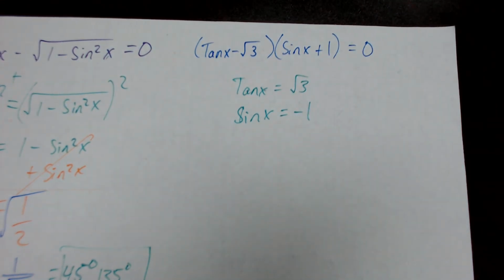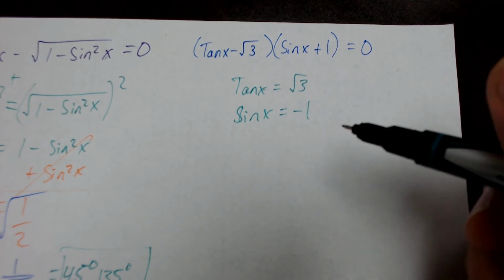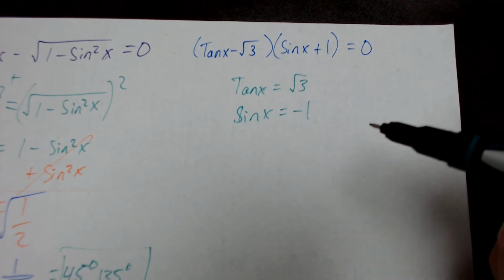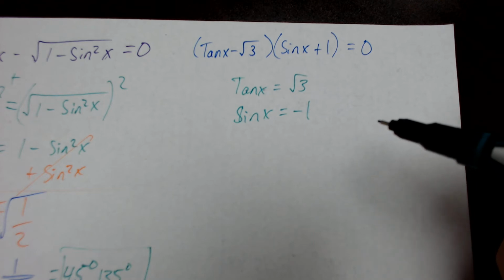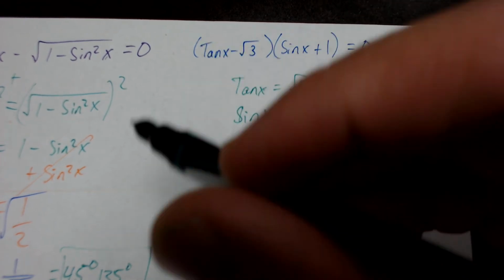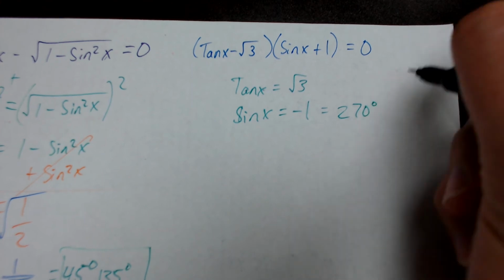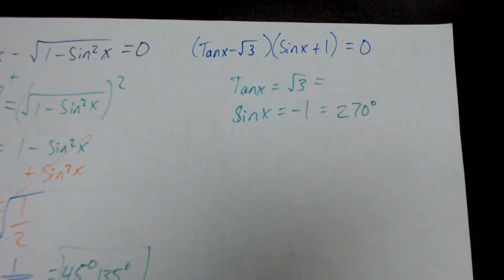Then that brings me to the question, what angle can have this possibility where the sine would be negative 1 and the tangent would be root 3? So let's look at the unit circle and think about where sine is negative 1. If sine is the y-axis, and I go around the circle, sine will be negative 1 at 270 degrees. Now, where is tangent the square root of 3? Two places, I believe. Let me think here.